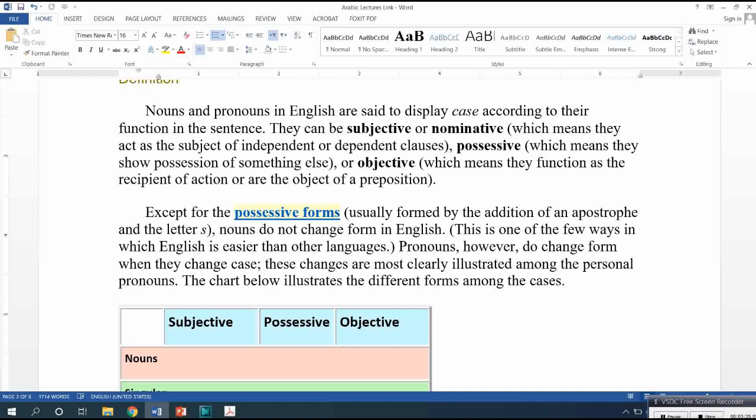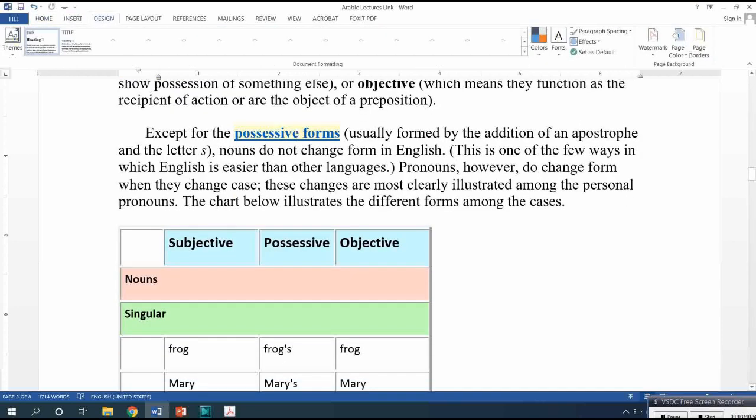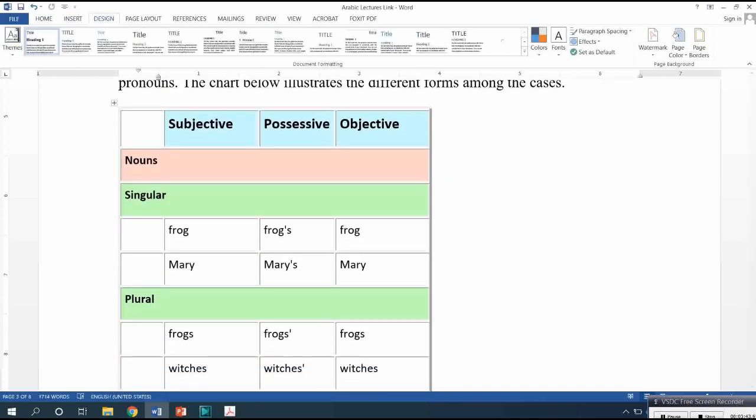For example, subjective is normal, like frog or Mary, which means it is independent; it has no relationship with other words. But objective is when action is taken on it, like you are taking some action on the frog, or on Mary. And possessive is the extreme situation: frog's, that is, some special frog or some special Mary.